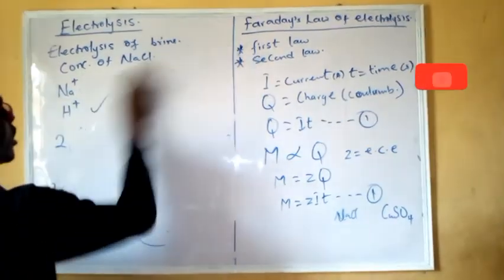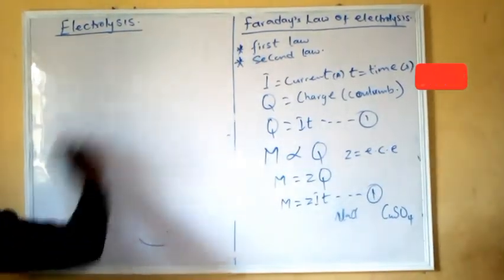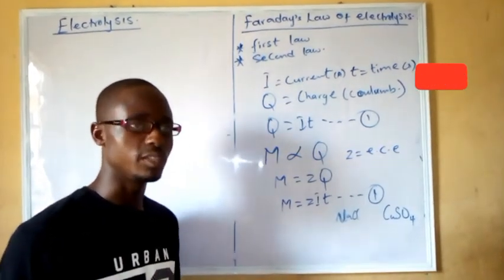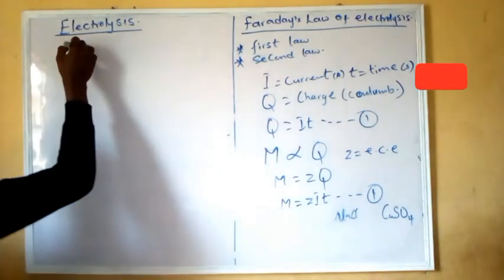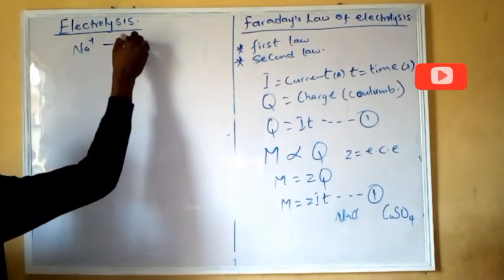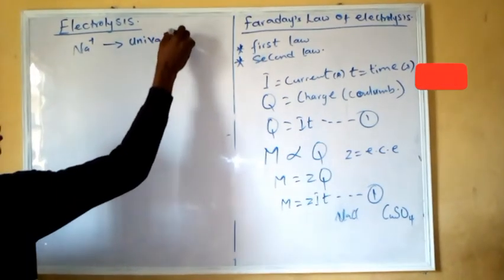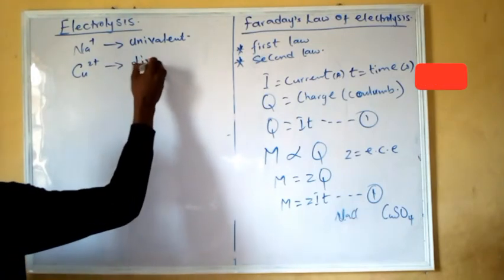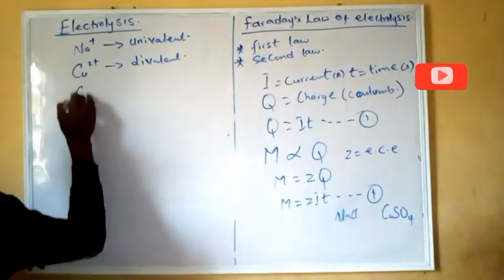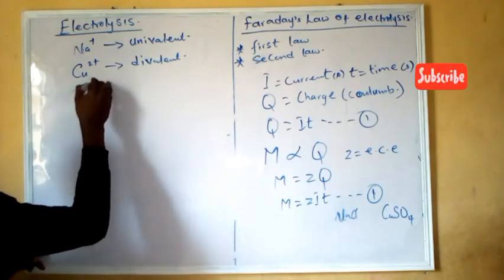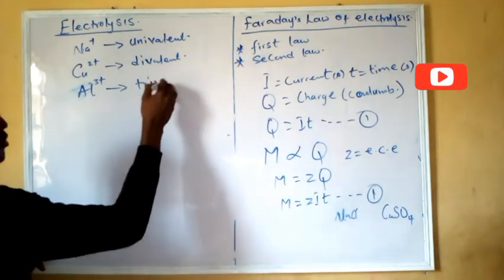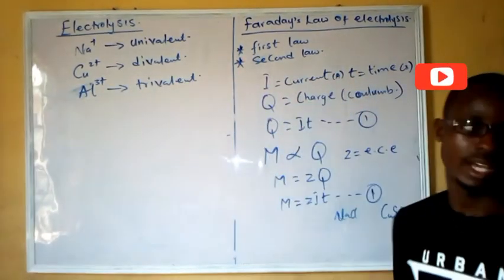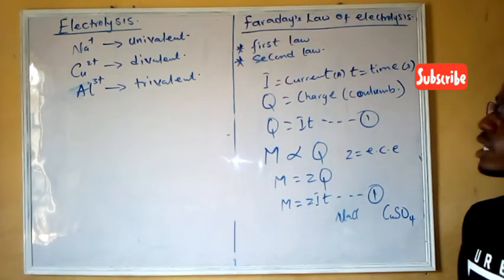However, we have elements that are univalent. Univalent means they have only one charge, positive or negative. So we have Na+ is univalent, Cu2+ is divalent, and Al3+ is trivalent. That's considering the charge they have, their valency.